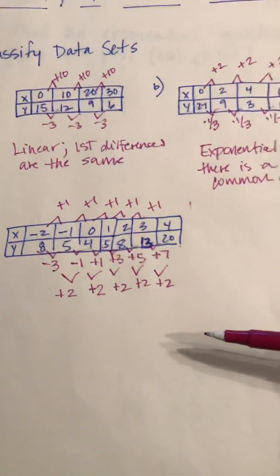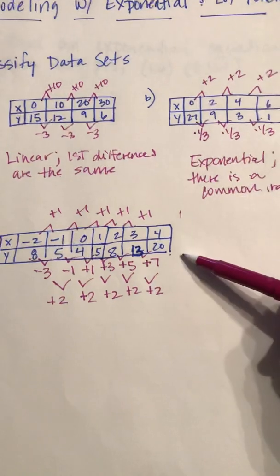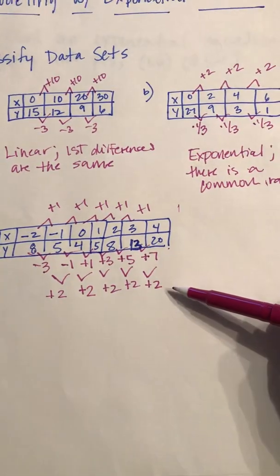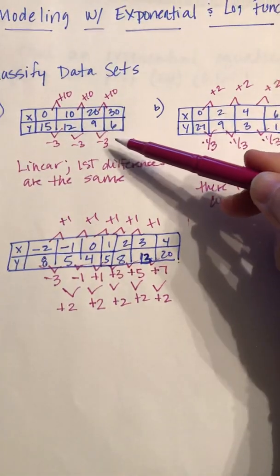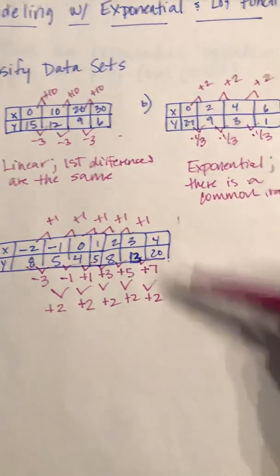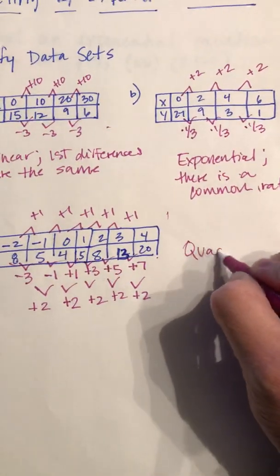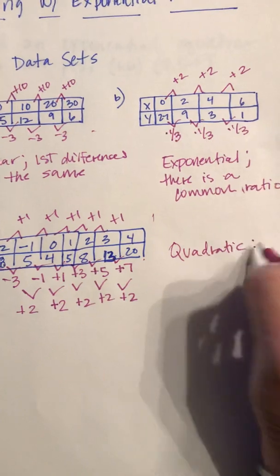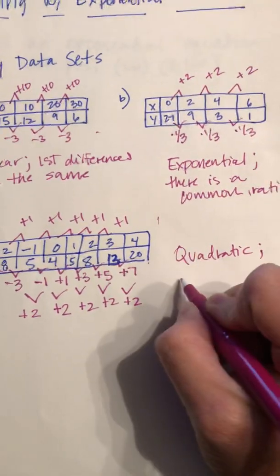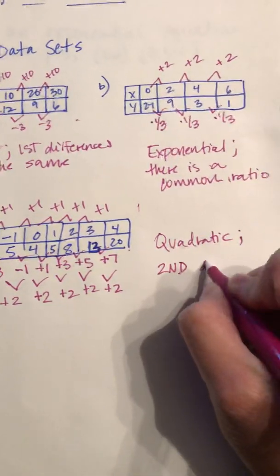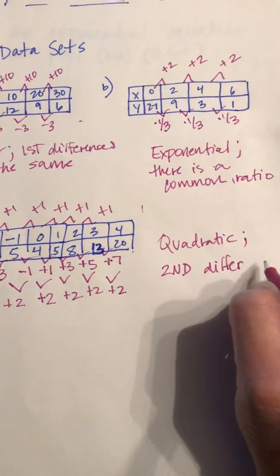So what you're going to notice anytime there's a quadratic relationship, in addition to seeing that trend a lot of times in the table, is that your second differences are all the same. Like linear, where the first differences were all the same, in a quadratic relationship your second differences are going to be all the same number.